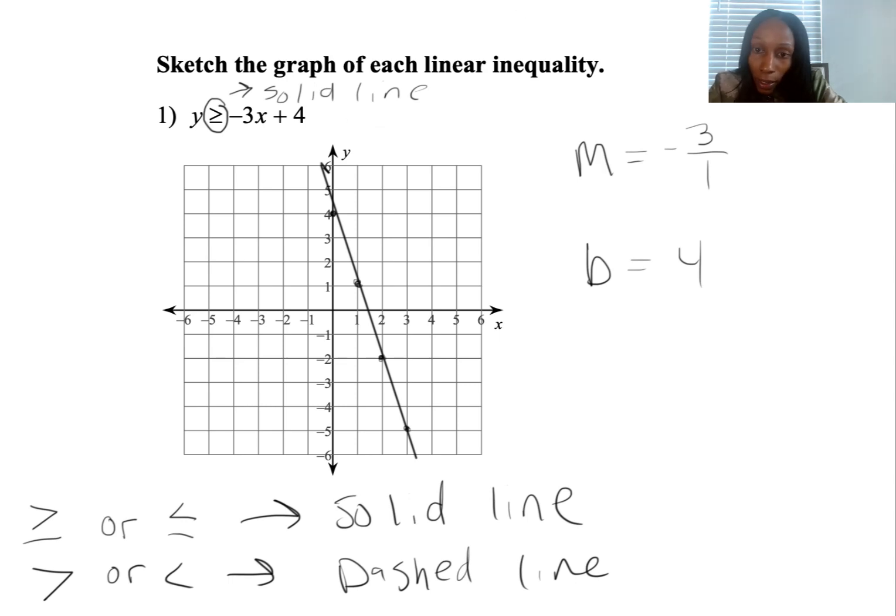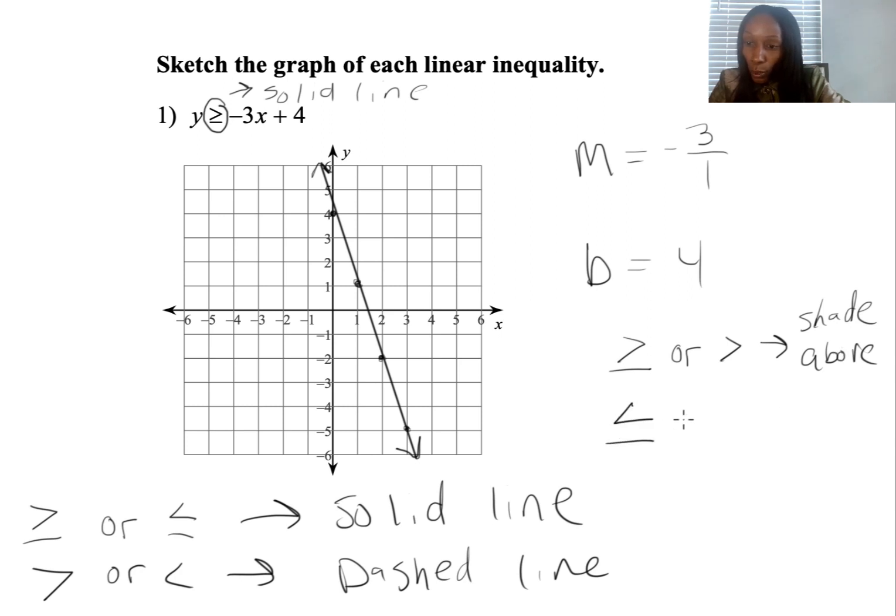All right. So now that we have our solid line, we're going to take a second look at our inequality symbol. We have greater than or equal to. Anytime you have greater than or equal to or just greater than, then you're going to shade above the line. Right? If you have less than or equal to or just less than, then you'll shade below.